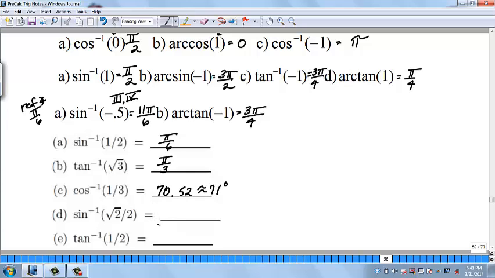Inverse sine of radical 2 over 2, let's go back to radians. It's 45 degrees, or pi over 4. So these two right here aren't on your table. Inverse tan of a half is 26.56 degrees, or roughly 27 degrees. So that's just a little practice with inverses, because we do use inverses to solve equations. I will do a quick little video in a little bit on how to solve equations.